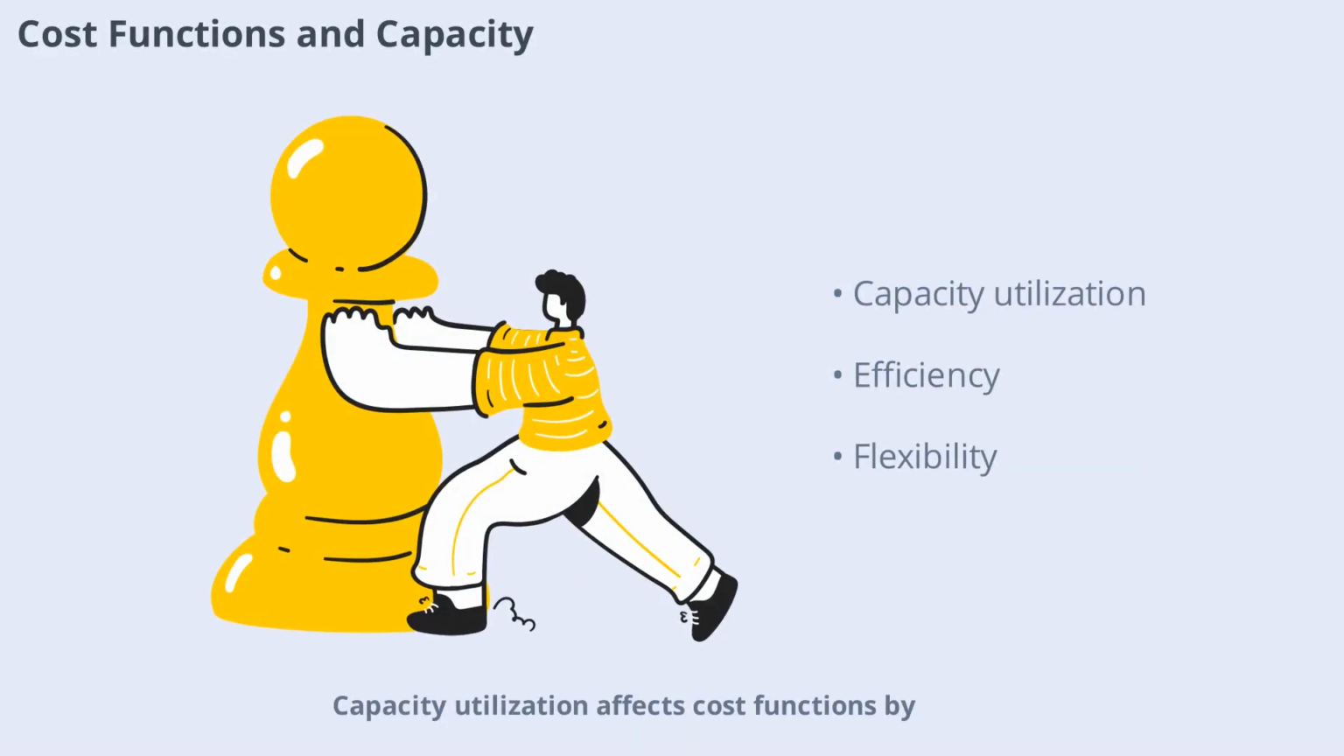Capacity utilization affects cost functions by determining how efficiently resources are used. Operating below capacity can lead to higher average costs, while overextending capacity can cause inefficiencies. Firms aim to match capacity with demand to optimize costs and maintain flexibility.